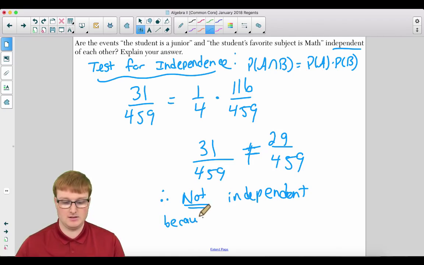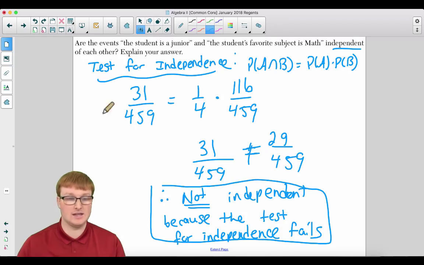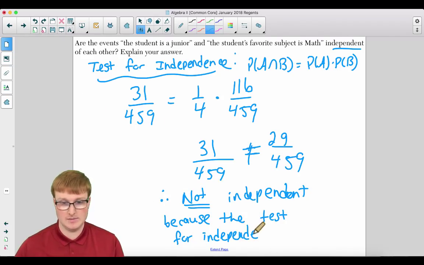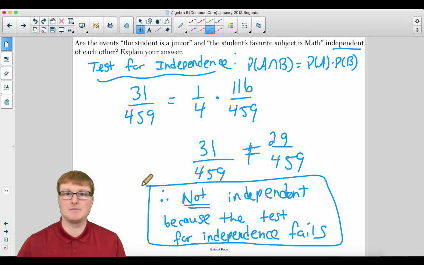Okay, fine. Because the test for independence fails. That's it. Done. That's it. That is an ugly box. Independence fails. That's better. Okay, that's your answer to that question.